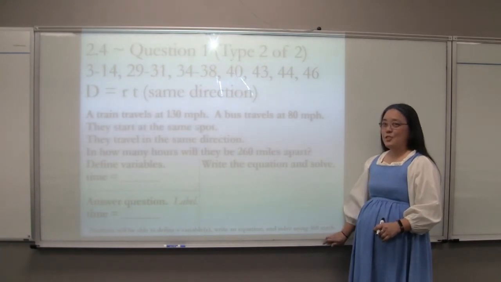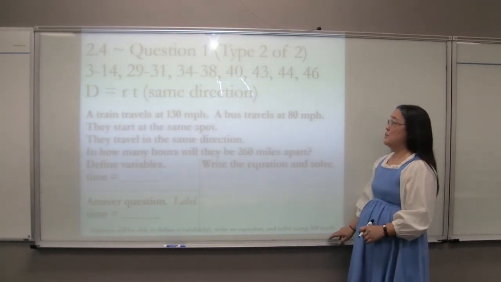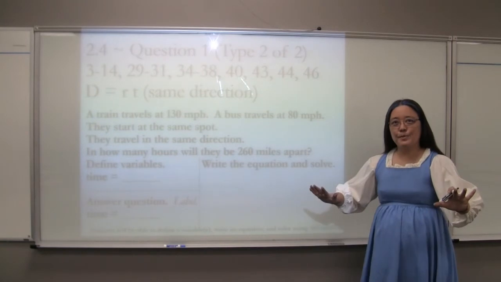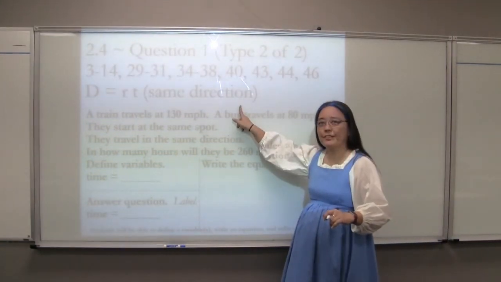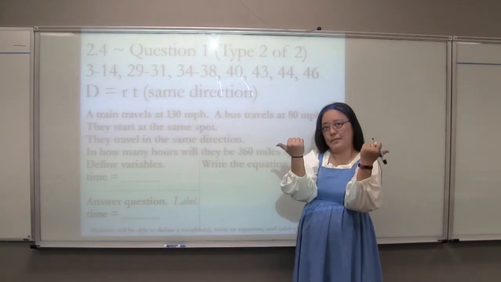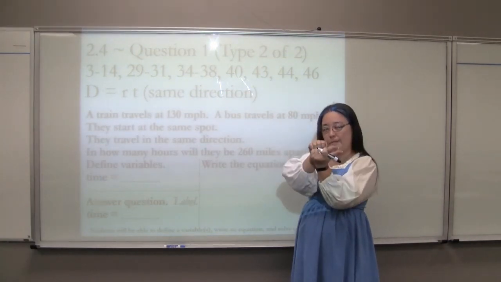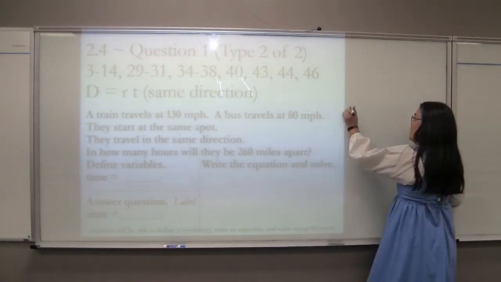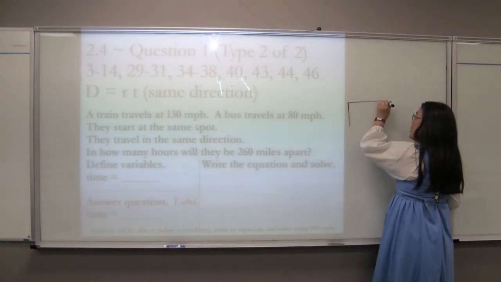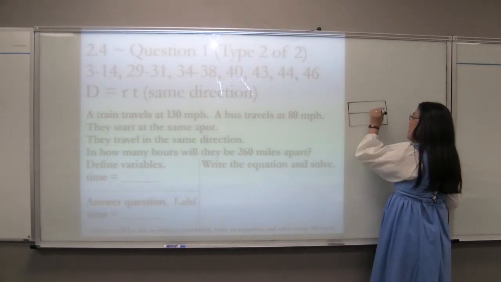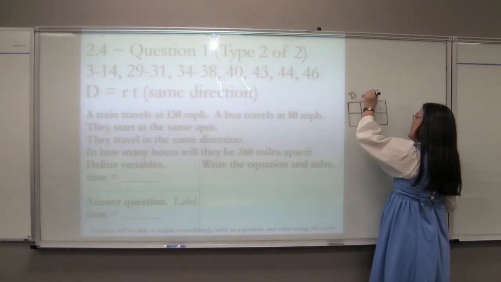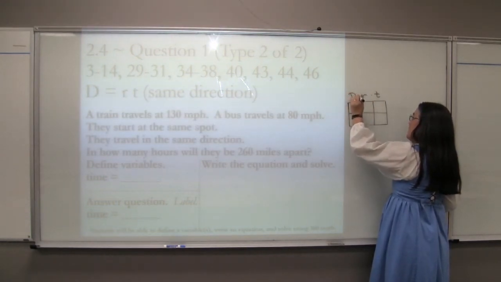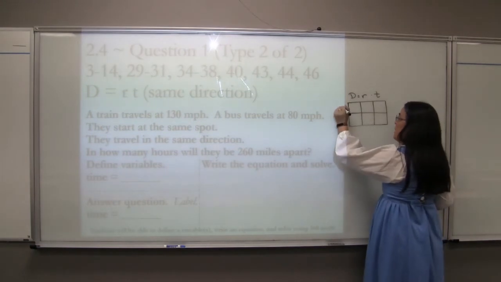Chapter 2, Section 4, Question 1, Type 2 of 2. Again, distance equals rate times time, but this time they're going in the same direction. Last time they were going in opposite directions, and this time they're going in the same direction. So we're still going to use our distance equals rate times time chart. Very useful, and eventually the idea is that you will understand these problems enough that you may not need it, but for right now, we want to have this.